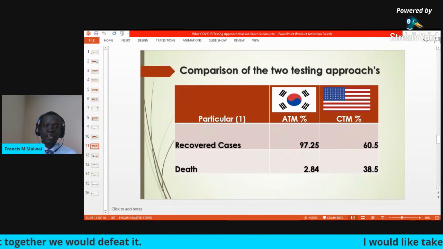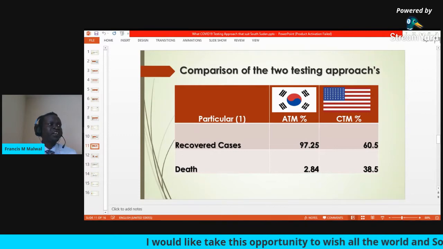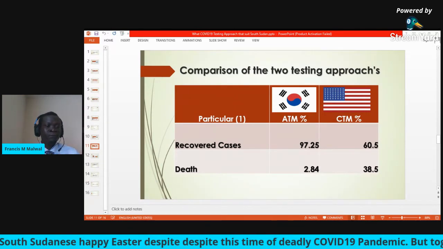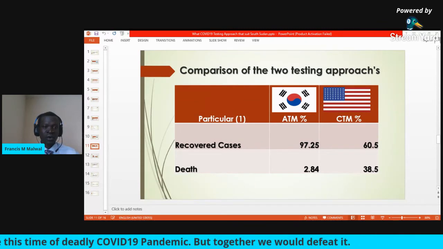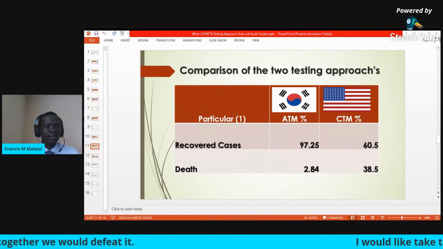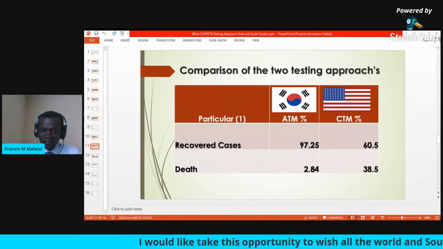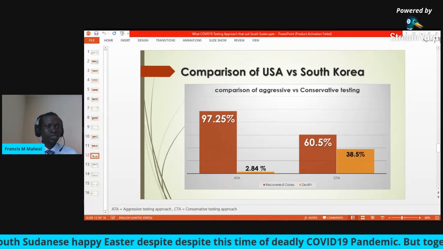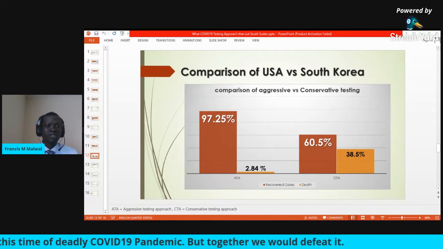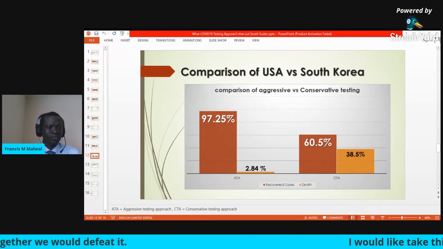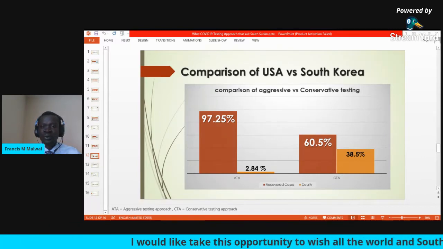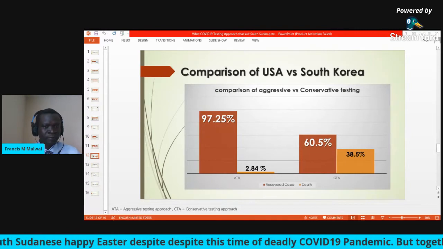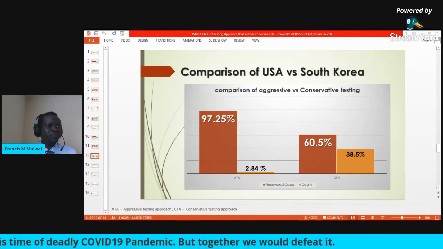So it's very obvious: there is a high recovery rate difference of almost 30% between the US and South Korea, and a difference of almost 36% in terms of deaths. So actually this aggressive method is better than the conservative method that the US is using. To make it even clearer, I have another important diagram that will make things easier. This is the South Korea approach: 97% recover from the disease, and the death toll is around 2.8%, while in the US, only 60.5% recover, while the death toll is 38%, and that is very, very high.